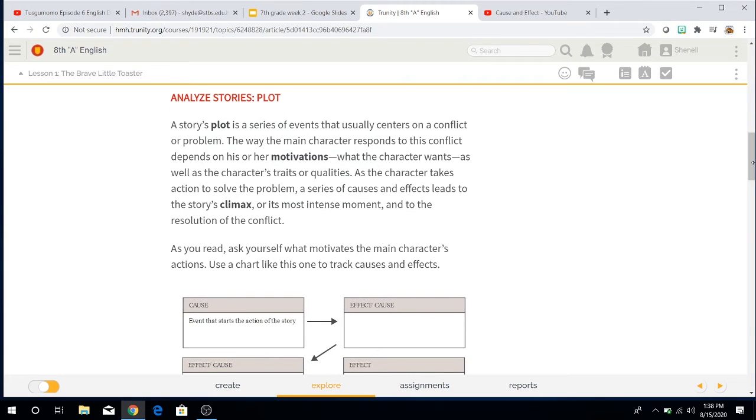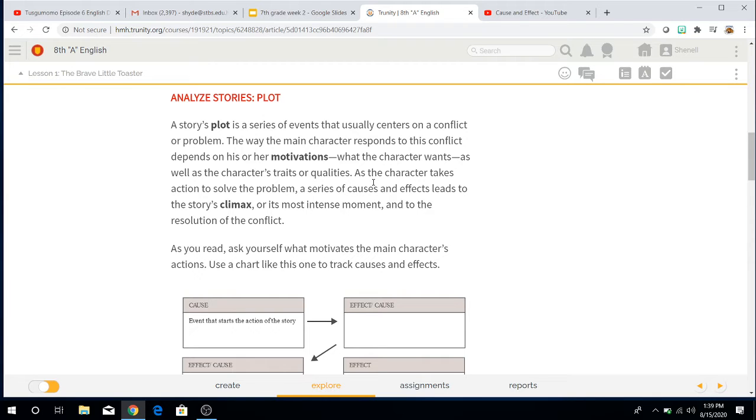Okay, so as I said earlier in our I can statement and our objective for class today, we're going to be talking about plot. A story's plot is a series of events that usually centers on a conflict or problem. The way the main character responds to this conflict depends on his or her motivations. And when we talk about motivations, it's what the character wants, as well as their traits or their qualities.